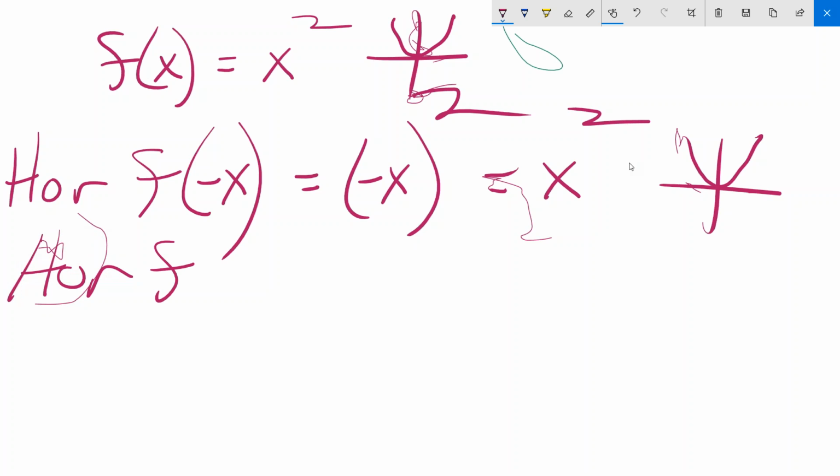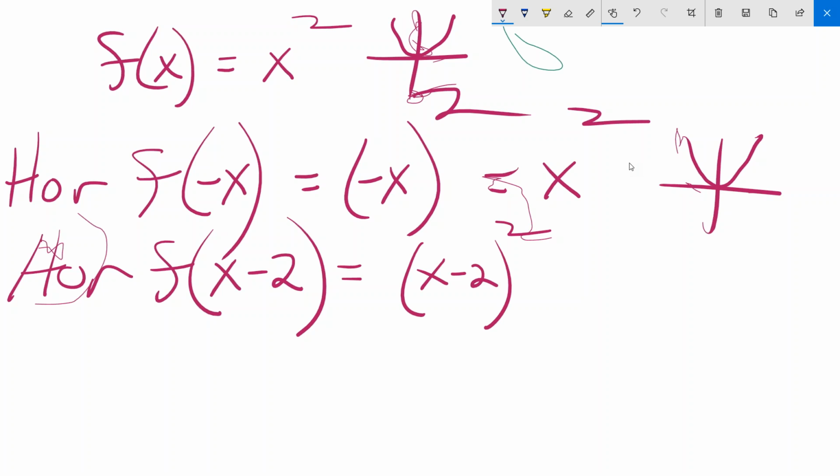Every time you look at something inside the function, it's a horizontal transformation. Notice why this is inside the function. If I were to graph that, I get the same exact shape, merely translated by 2 units to the right. No change in shape, only horizontally shifted. With me?